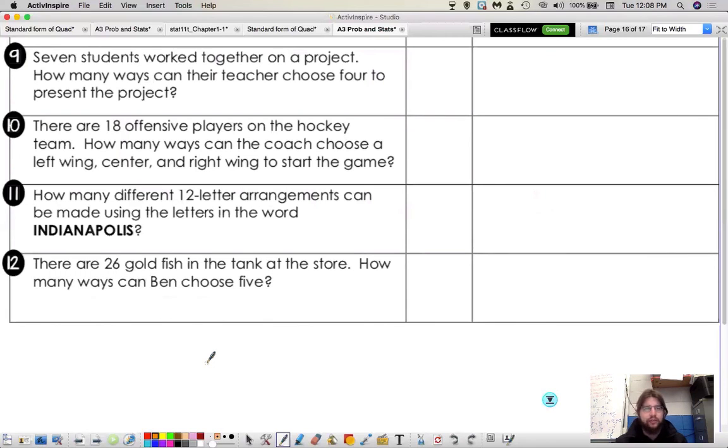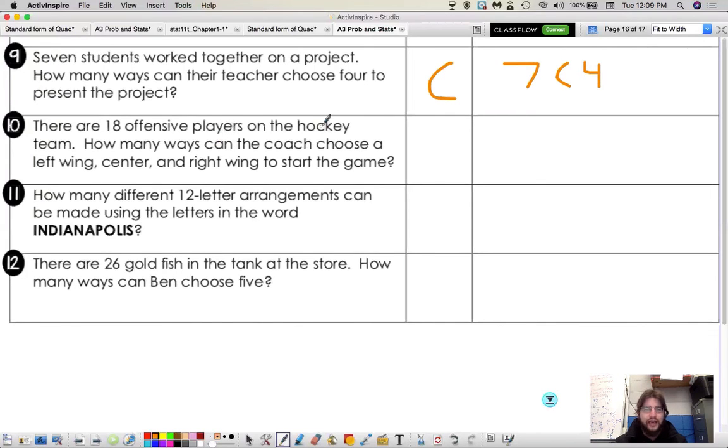Seven students work together on a project. How many ways can their teacher choose 4 to present the project? So we're choosing a group of 4 people. It doesn't matter if you choose Bob, then Jim, then Sally, or Sally, then Jim, then Bob. It's the same group. So 7C4.